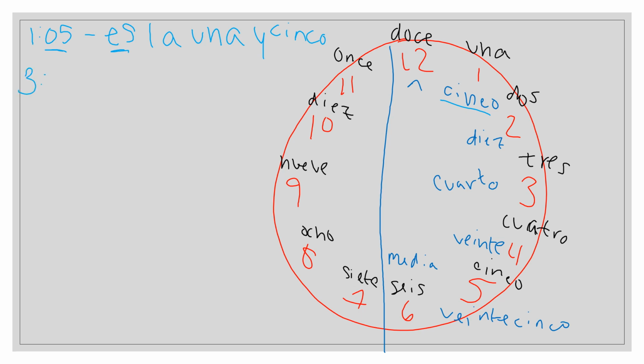So if we do 3:15, instead of es, because that's singular, 3 is plural. So it's son las. We're just pluralizing es and la. Son las, and then we look over here, we have tres. Son las tres. And then, because it is positive, y, and 15, cuarto. So 3:15 is son las tres y cuarto.